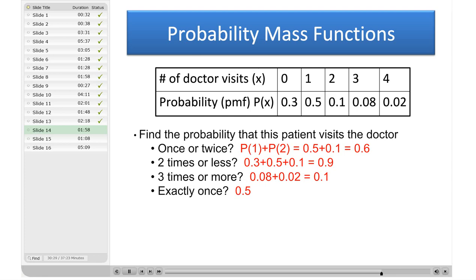It says find the probability that this patient Victor visits the doctor once or twice. Well, we would just take probability of one visit plus probability of two visits. Add those together, we get 0.6. 2 times or less. Well, 2 times or less would include 0, 1, and 2. So we would do 0.3 plus 0.5 plus 0.1 and get 0.9. 3 times or more. Well, that would include 3 and 4, which is 0.08 plus 0.02, and that gives us 0.1. And the probability that this person visits the doctor exactly once would be 0.5.